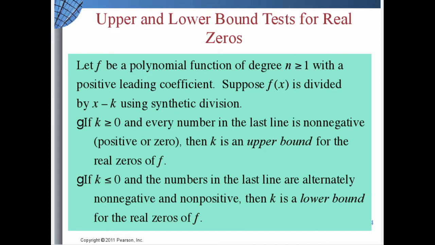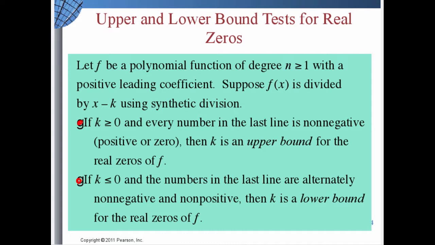And we also have this thing called the upper and lower bound test for real zeros. Let f be a polynomial function of degree n greater than or equal to 1 with a positive leading coefficient. Suppose f of x is divided by x minus k using synthetic division. Here we have a typo again. These g's are supposed to be bullets. If k is greater than or equal to 0 and every number in the last line is non-negative, meaning positive or 0, then k is an upper bound for the real zeros of f.